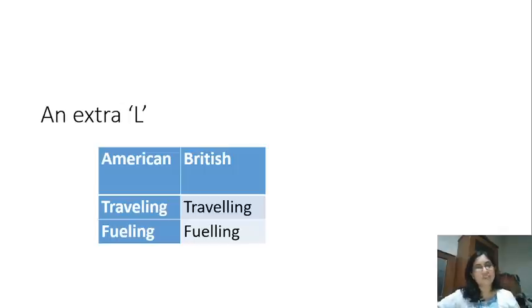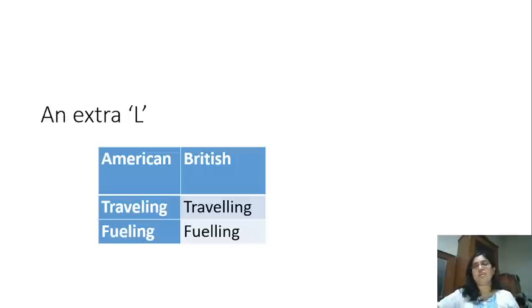An extra L, American and British. So traveling with one L is correct, whereas travelling with two Ls would be from British English, but it is not a mistake. Traveling with one L is considered correct because it is American English, and British English with double L would be correct, but the concept is the same. Please understand that it's not a mistake, even if MS Word gives you a red line, it is just because of the settings.